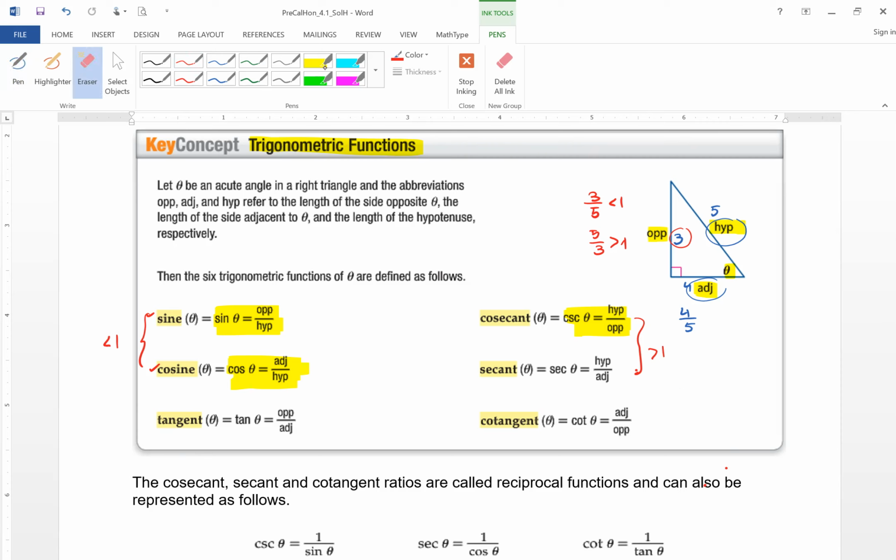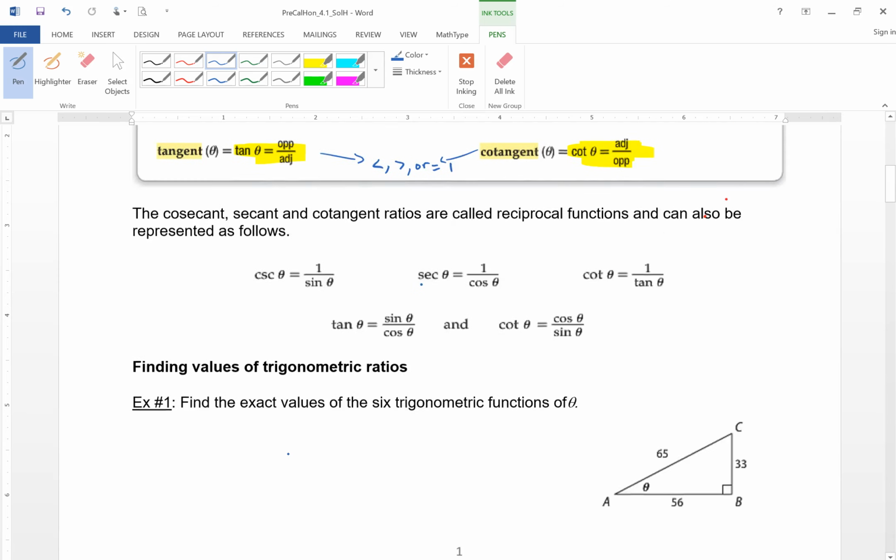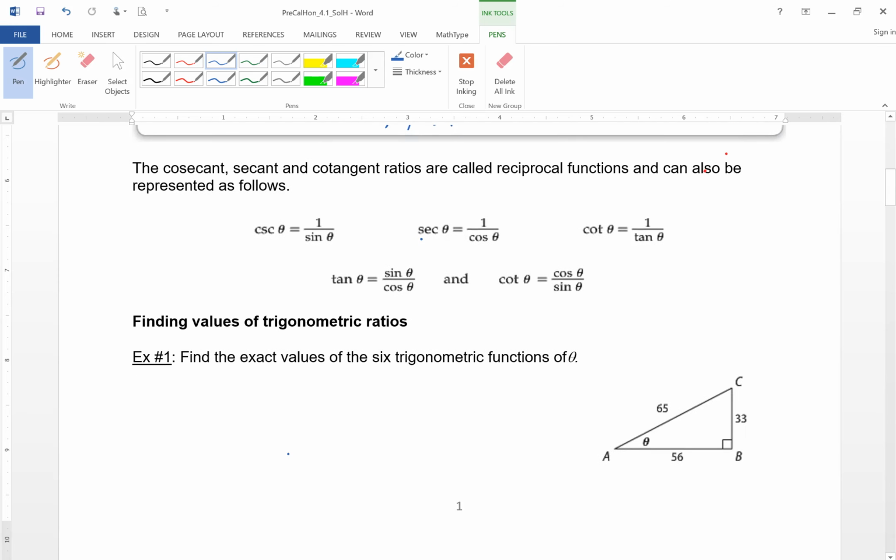Now, the tangent and the cotangent both deal with the two legs. And there are never any restrictions on which one of the legs is supposed to be bigger. That means that the tangent and the cotangent can either be greater than 1, less than 1, or equal to 1. There are no restrictions. Okay? So you should always know that. If you're finding the sine of an angle and you get 2 point something, you know that you've done something wrong.